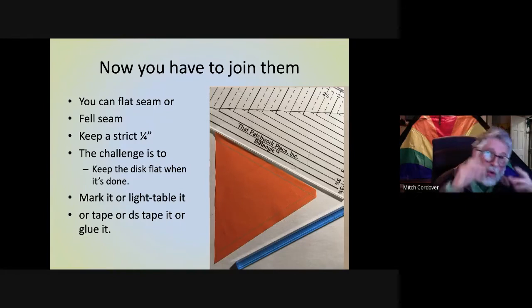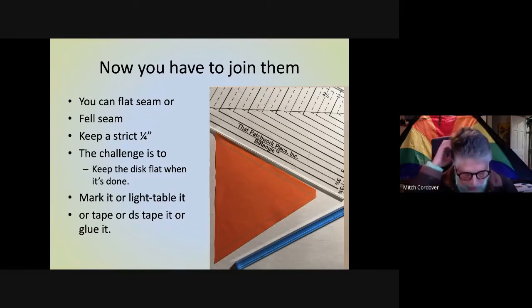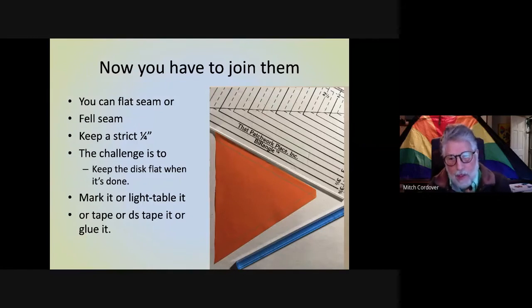Okay. So now you've got to attach them together, and there's two ways that you can do it. You can either flat seam them, that is to say, lay them one on top of another and just use a zigzag stitch across the flat tops. Or you can use a French fell seam, where you put good faces together and sew down a line.